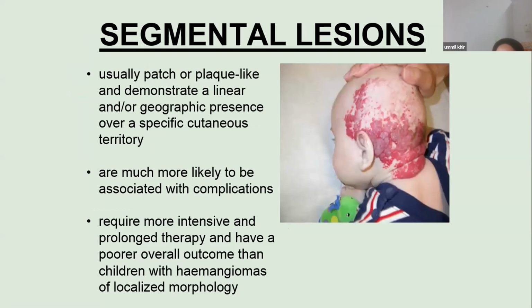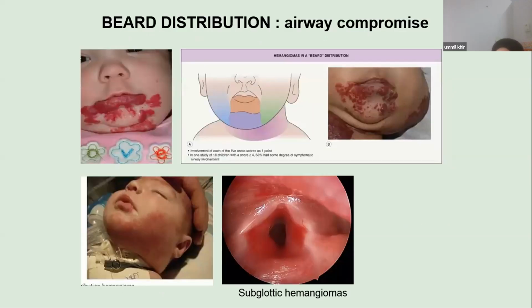Segmental lesions are usually patch or plaque-like and demonstrate a linear or geographic presence over a specific cutaneous territory, and they are much more likely to be associated with complications. They require more intervention and prolonged therapy, and they also have a poorer overall outcome than children with hemangioma of localized morphology. Next. Okay.